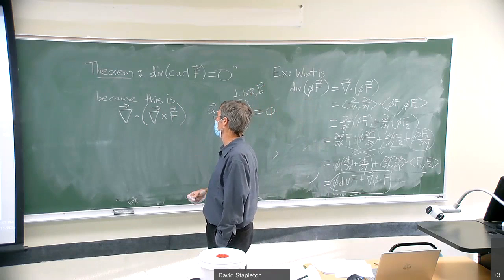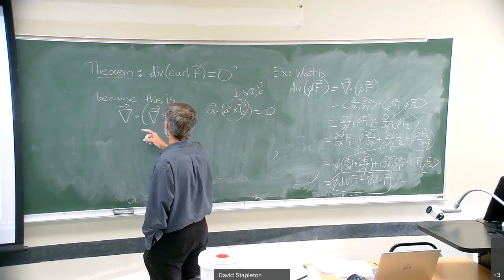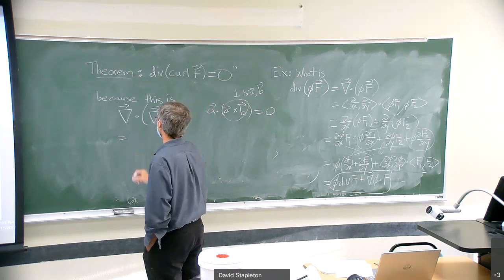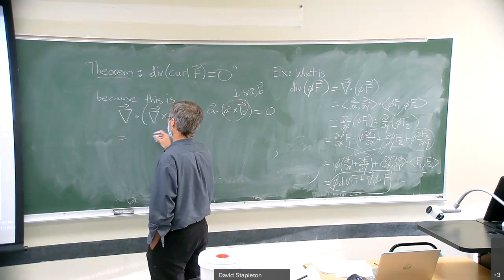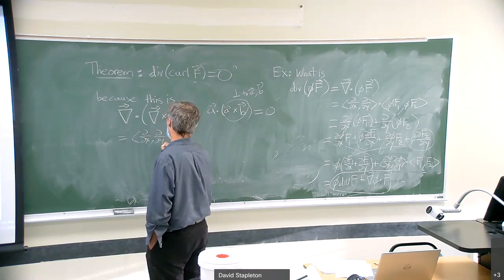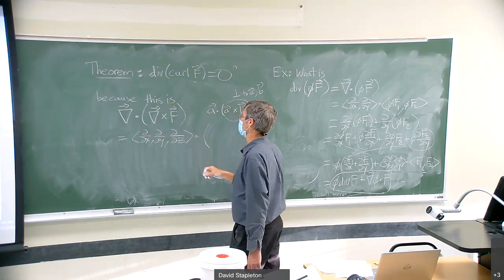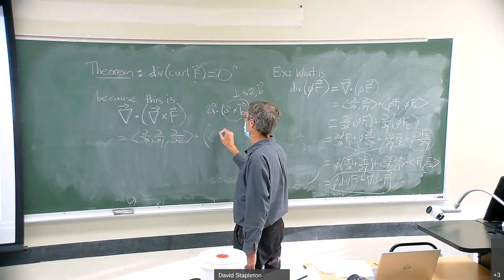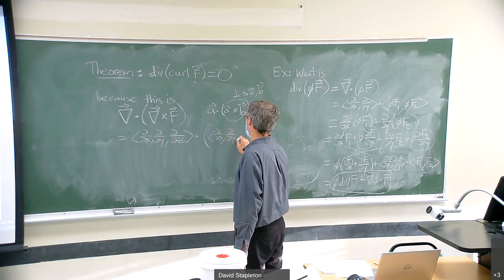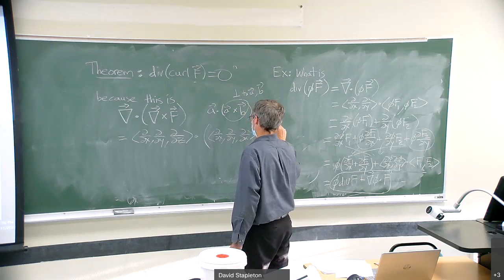The way to do this is to write it all out. Repeating del also has the same effect. This one, however, is in 3 dimensions, so I have to put d/dx, d/dy, d/dz dot del cross F. This is d/dx, d/dy, d/dz cross F. And what does that come out to be?